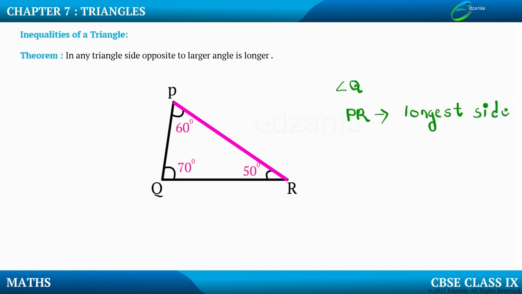Similarly, we can also find out the shortest side over here, which is opposite the smallest angle. The smallest angle is angle R. Therefore, we can say that the shortest side will be side PQ. So PQ will be the shortest or the smallest side. So in this way, in a given figure, if the angles are known, we can easily find out which is the smallest side and which is the largest side.